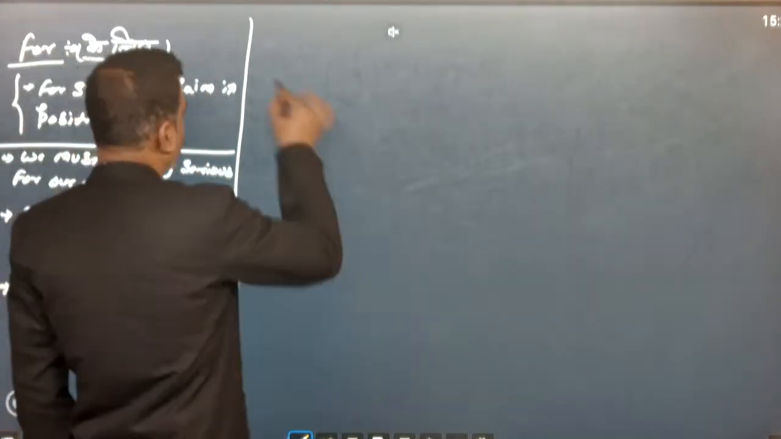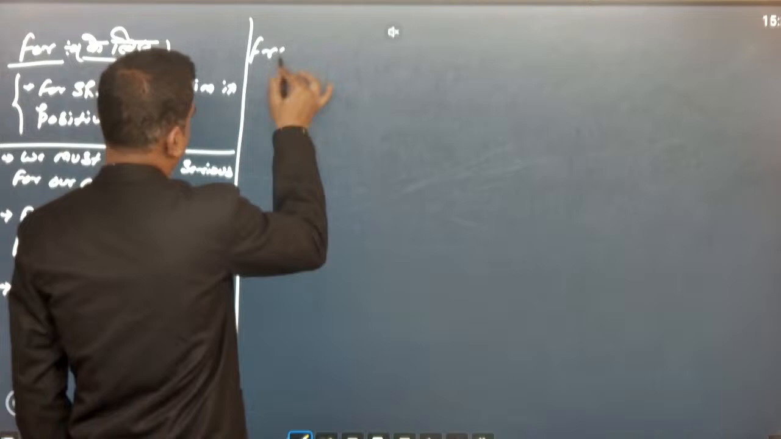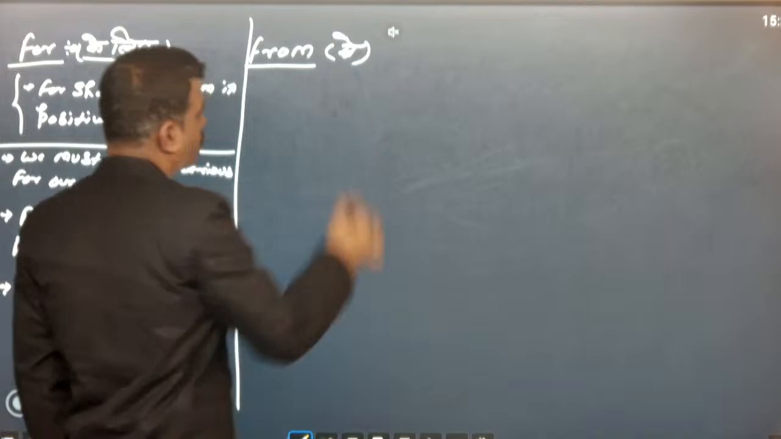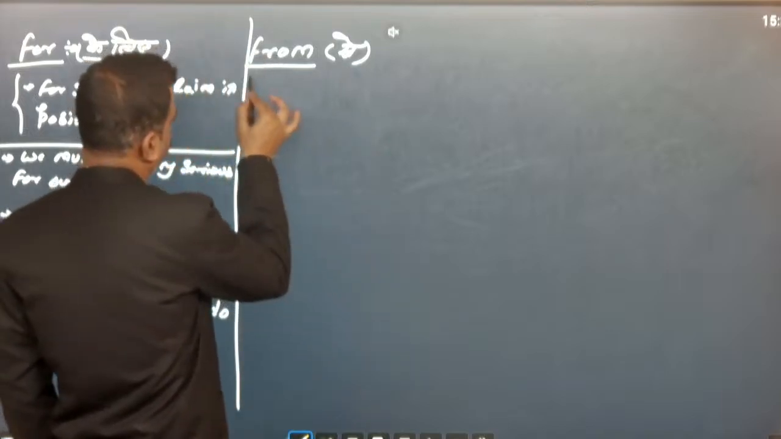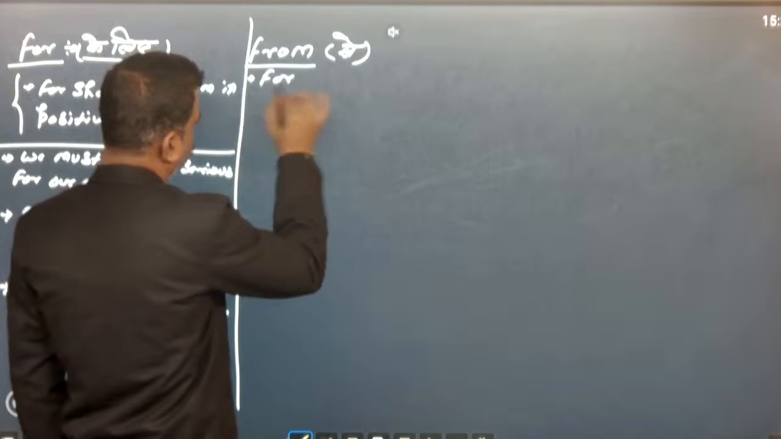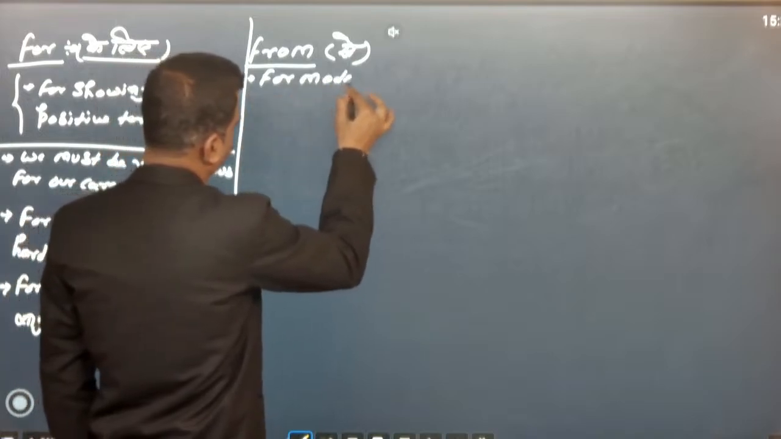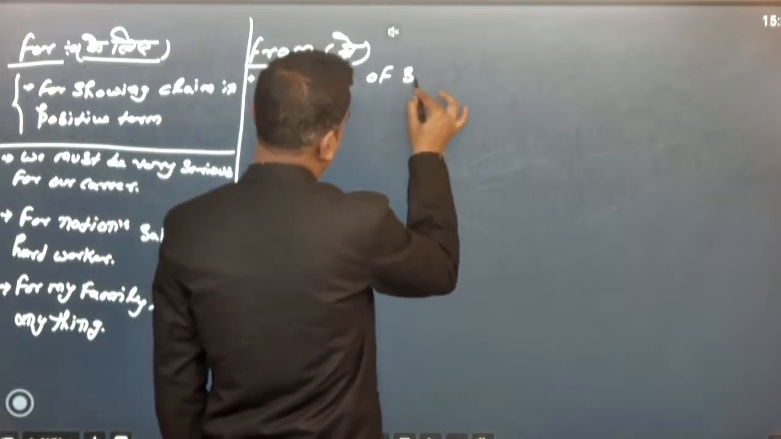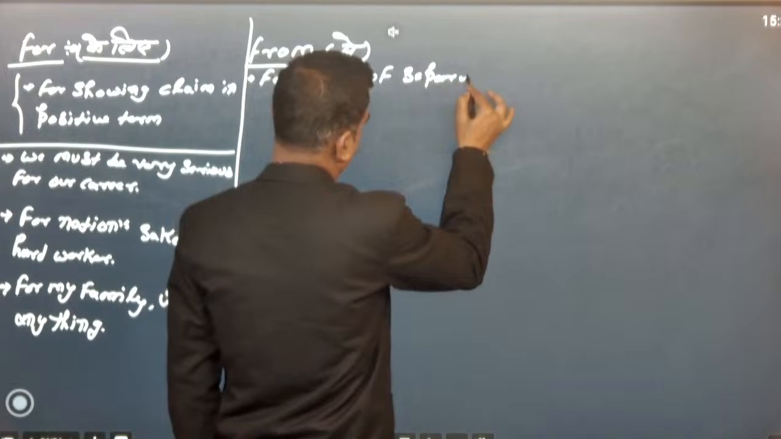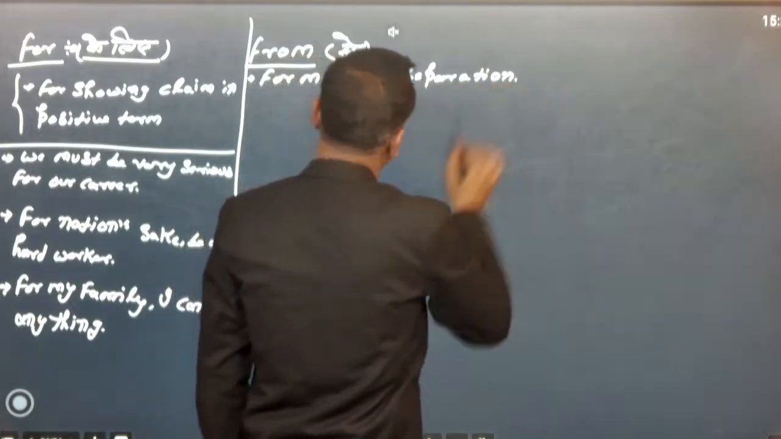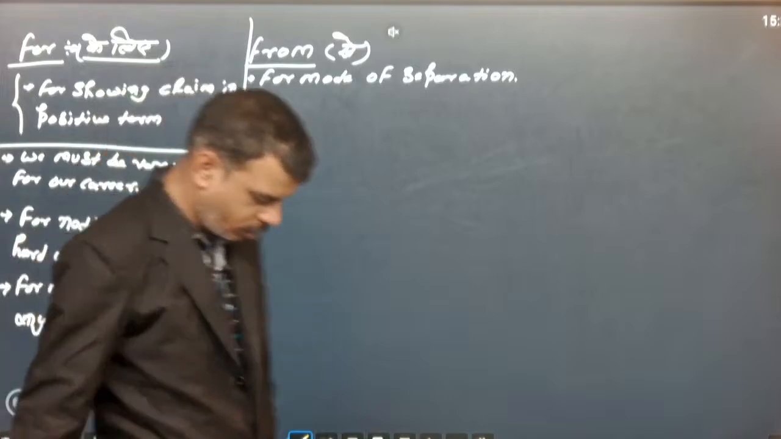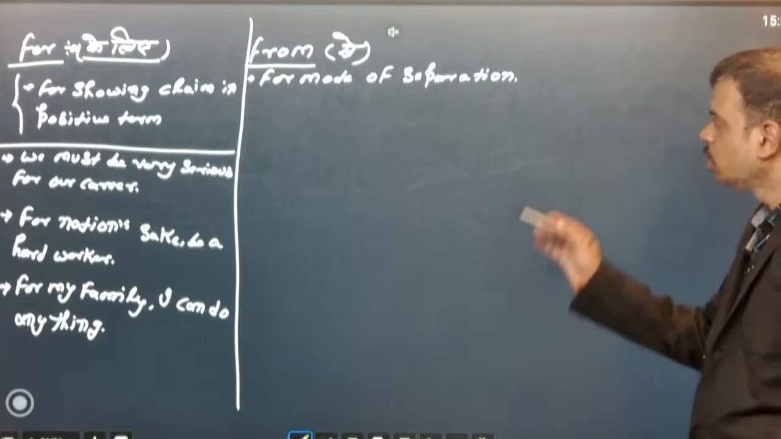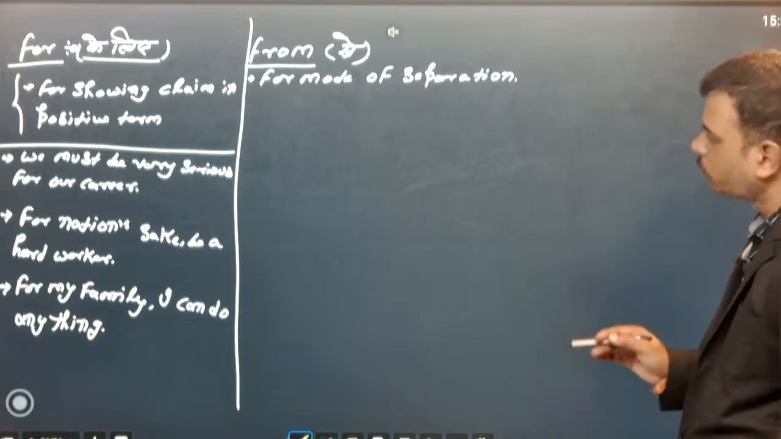Next word is from. See, for mode of separation, अलगाव. अगर आप अलगाव के लिए जाओगे, you go for from. आप from के लिए जाओगे.